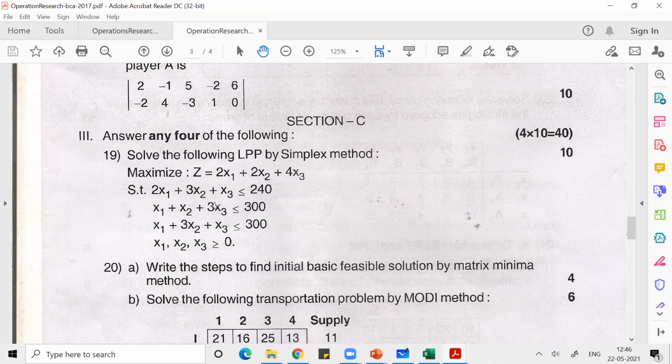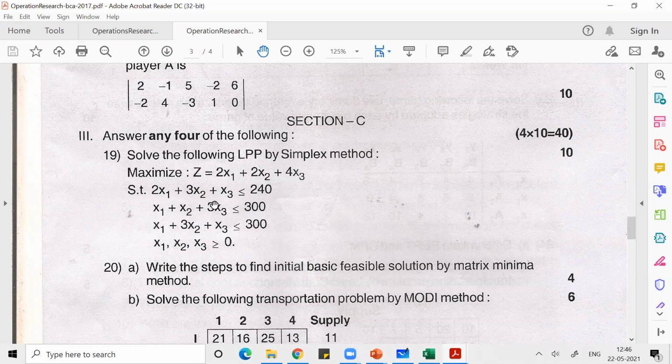Once you have an LPP model, you should also know the mathematical formulation. Now, how will you get the answer for that model? That also we need to learn. So with that, we are trying to learn here. I hope you people are understanding.